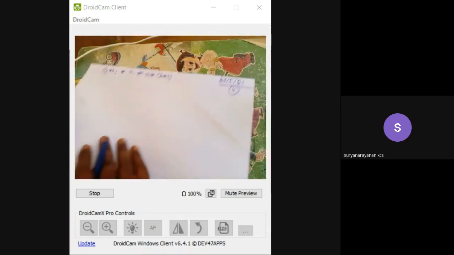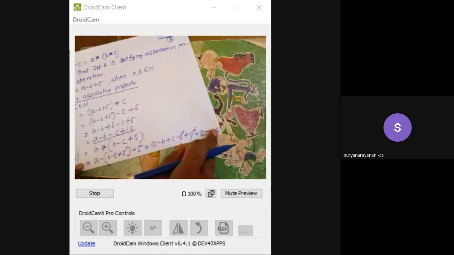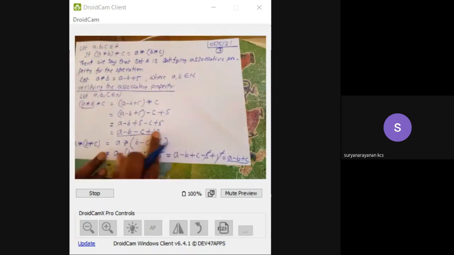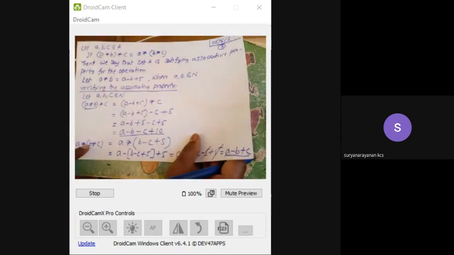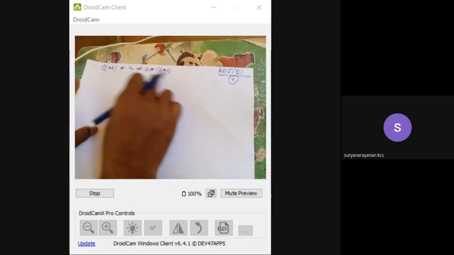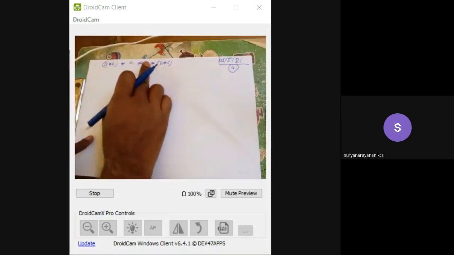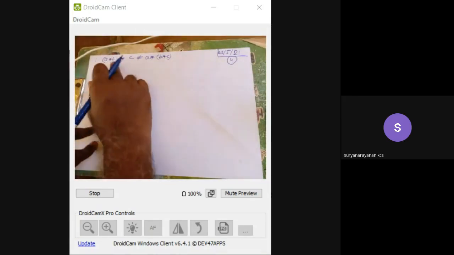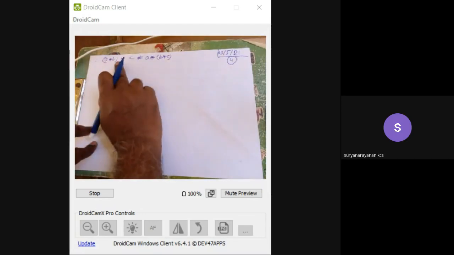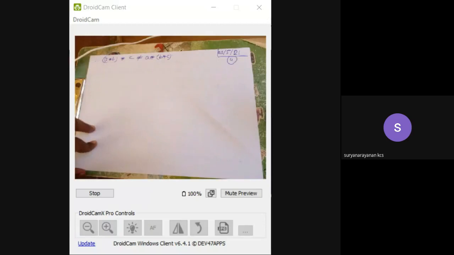Yes or no, my children? These two values are not equal. Means the LHS value is not equal to the RHS value. Got this point, my children? How to verify, how to check whether the operation satisfies the associative property or not.